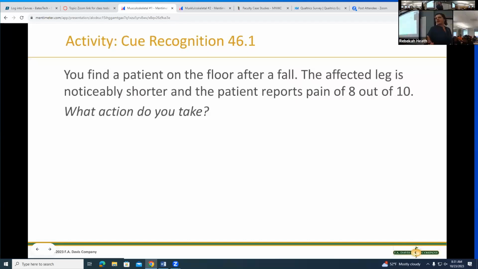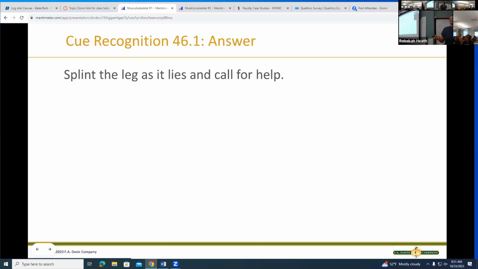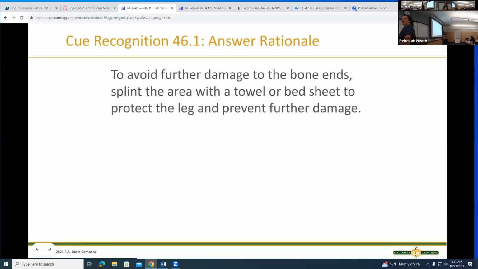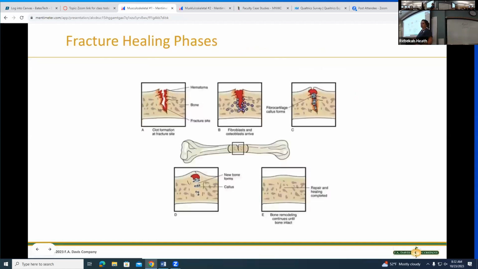All right, let's see what F.A. Davis says. It says, splint the leg as it lies and call for help. When I read this, I thought I would probably call for help first. Meaning, I don't know if I'd leave the patient, but I sure would go to that door and be like, help, and then go get help, right? But if you don't have anybody close by, splint that leg and then go get some help. That's because we don't want to cause any more damage. They said splint it with a towel or bed sheet, just something to help keep it together.